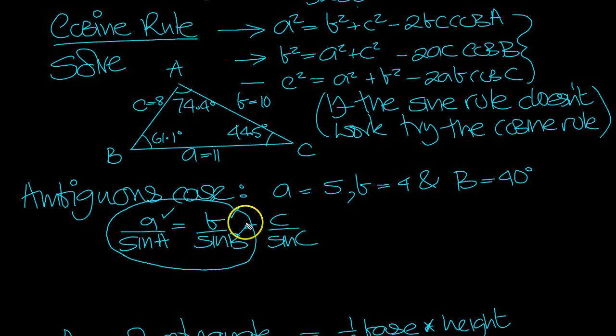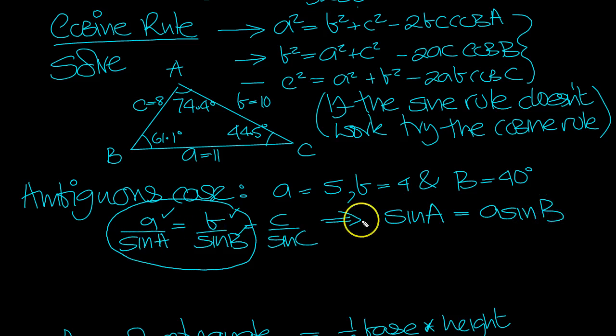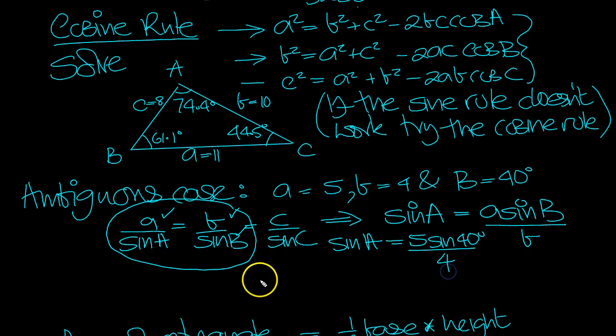So here, move sine A up to be with b. So I'm going to do a lot in one fell swoop here. I'm going to move the sine B up to be with the a sine B. But the b that's alongside the sine A, I'm going to move it underneath. So you might want to take a few lines to write that. So sine A is equal to then a sine B over b, 5 sine 40 over b, which is 4.